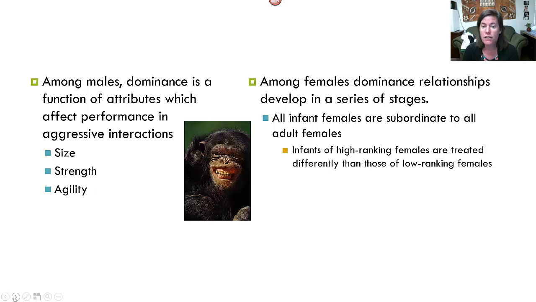Among females, the development of dominance hierarchies is best explained in a series of stages. Basically, we find that all infant females are subordinate to all adult females. Infants, however, of high-ranking females are treated differently than those of low-ranking females.